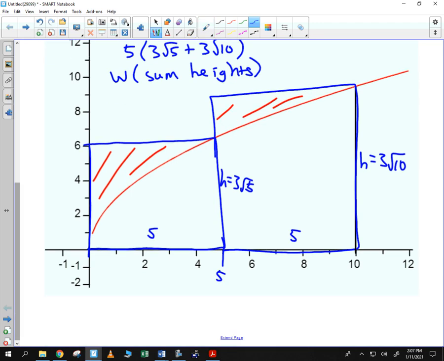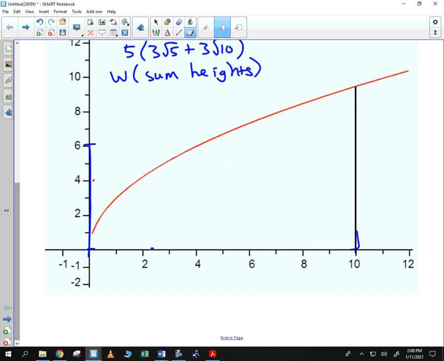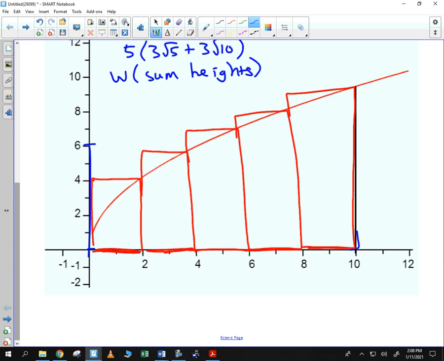And so if we were to go a little bit further here, and instead of doing 2 rectangles, let's do 5 of them. And if we used 5, hopefully you can see that over an interval of 10, the width would be 2. So this would be my first one, second one, third one, fourth one, and fifth one. And so the width for each of these is 2.